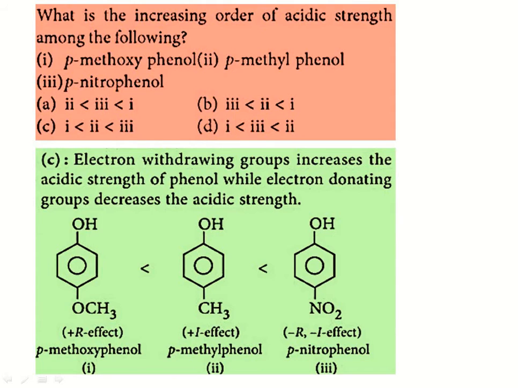So that means para-methoxyphenol is less acidic than para-methylphenol, which is less acidic than nitrophenol. So option C is the right answer for it.